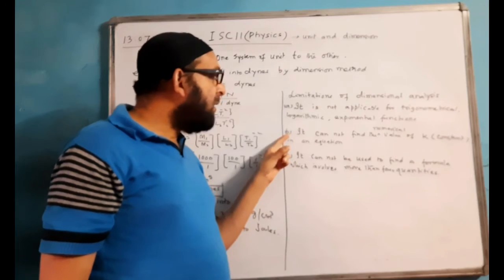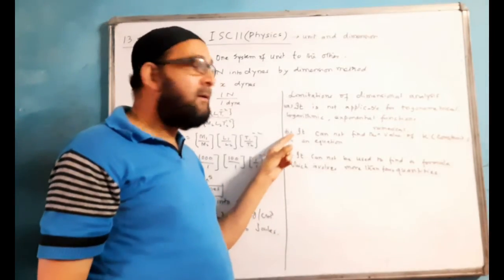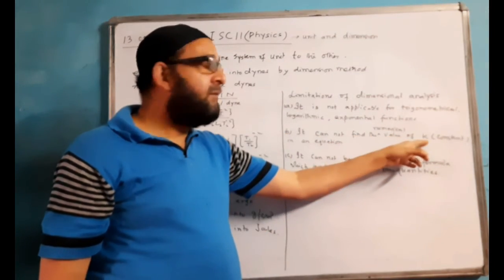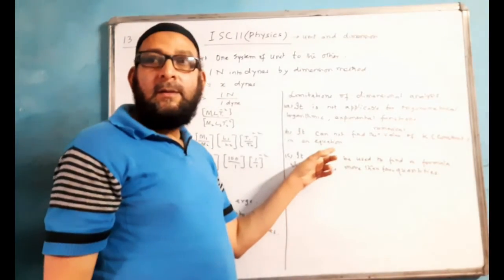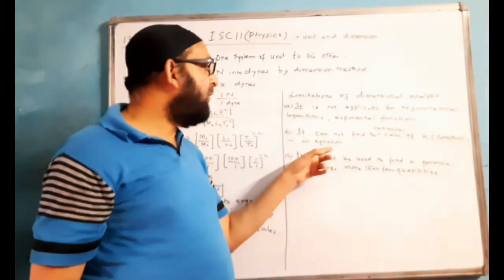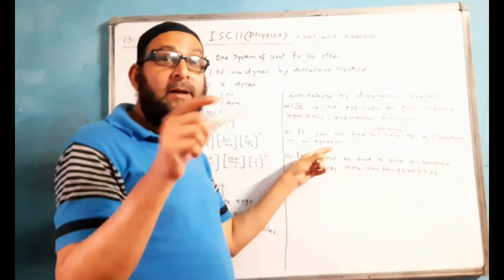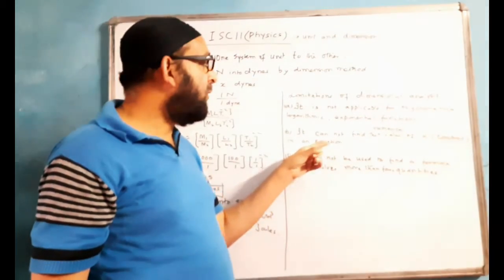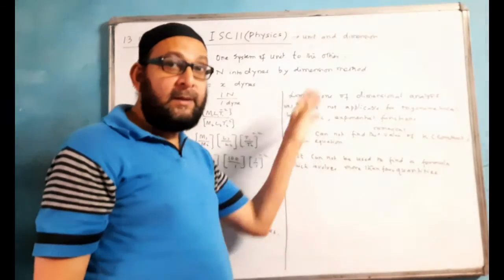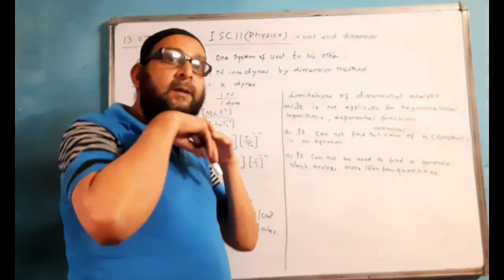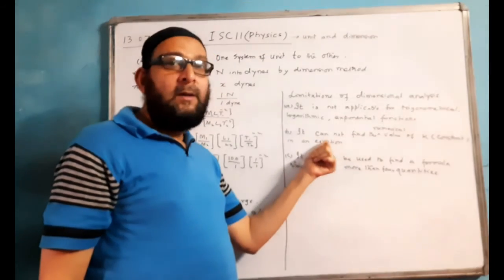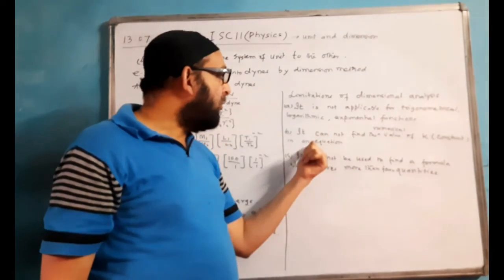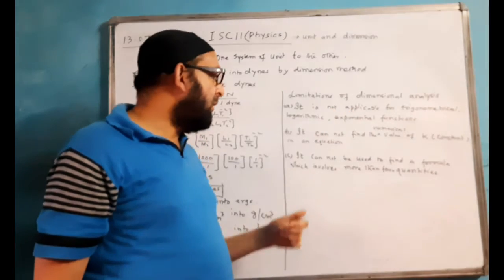Second limitation is it cannot find the numerical value of k, that is the constant in any equation. So we found some expression, some formula we have already found. There the k value we don't know. How much is the numerical value of k by this method? We have to apply some other method to find the value of k. So here also it is the drawback or the limitation of dimensional method.